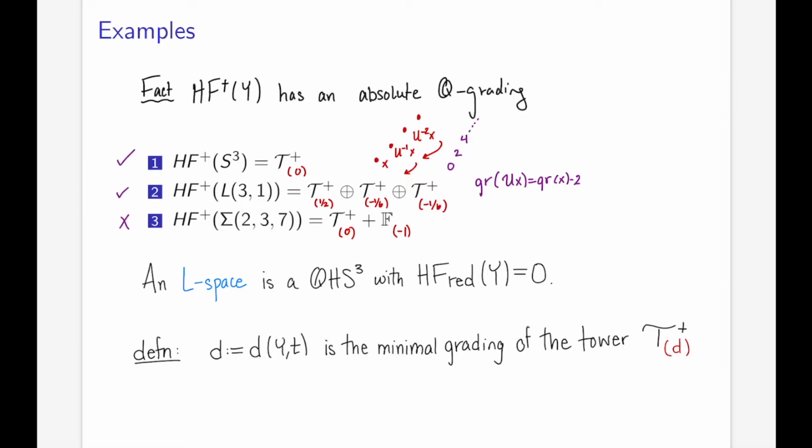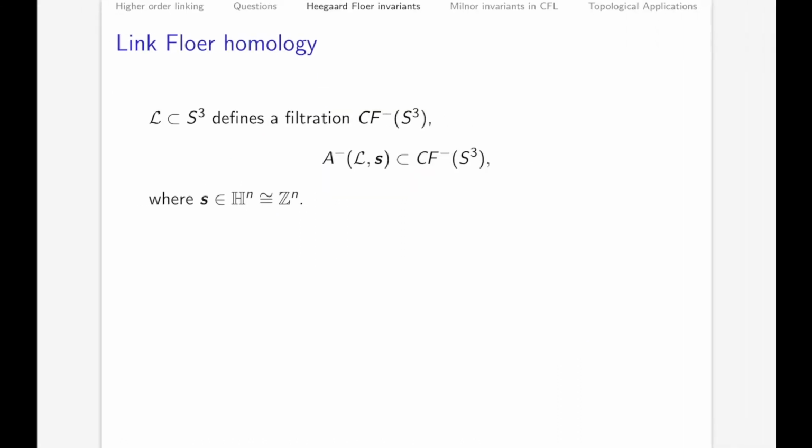If you're using HF minus, then you use the maximal grading of the tower in an analogous way. I'm going to be a bit sloppy and flip-flop between plus and minus at different times. Much like with the story for knots, if you have a link in S3 or in your 3-manifold, that link defines a filtration that gives additional structure and allows you to define link Floer homology.